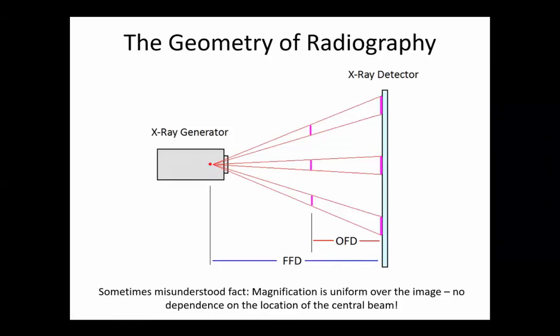It is not the case that there's more magnification at the outer edges of the image, or there's less at the central beam. Magnification is uniform over the entire image if we're talking about things that are infinitesimally thin in a certain plane of interest. Okay, so that's one message to remember.